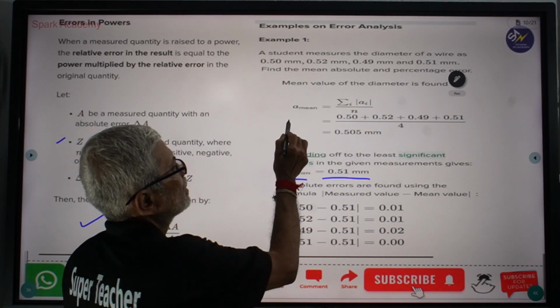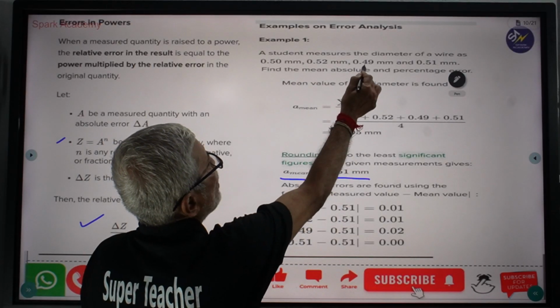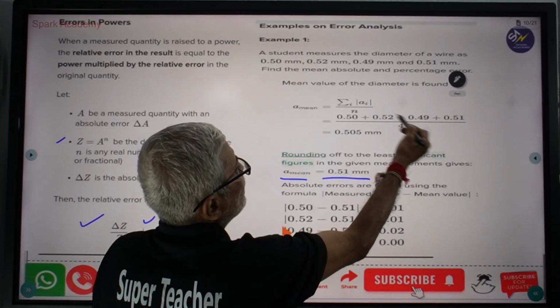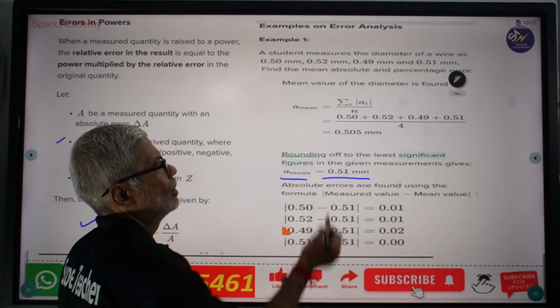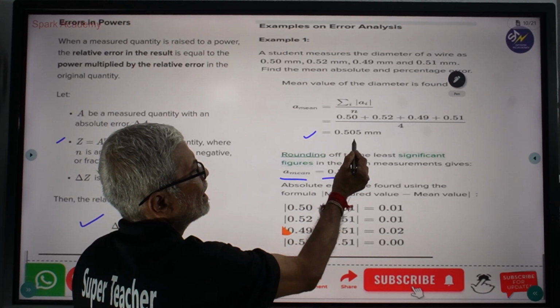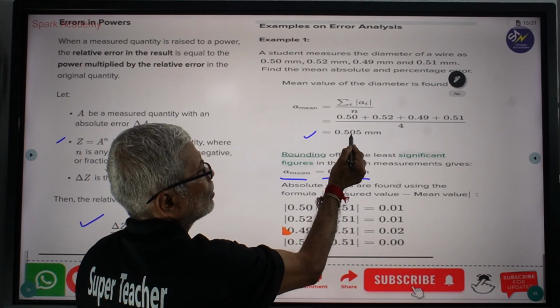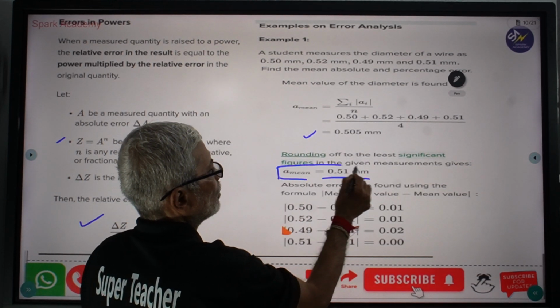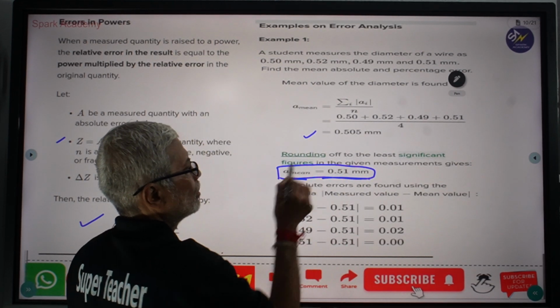So what you do is first add these individual measured values and divide by 4. So this will give you the average of these 4 values and you round it off. You round this 5, add 1 to this 0, so it will become 0.51. This is your mean value.